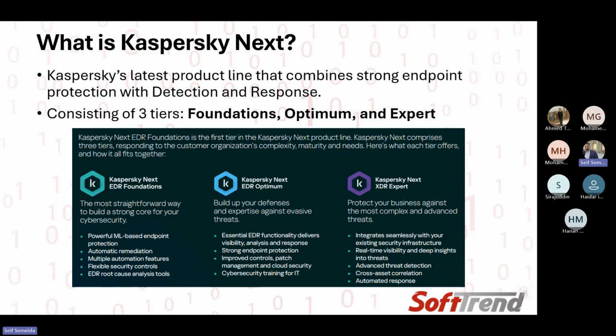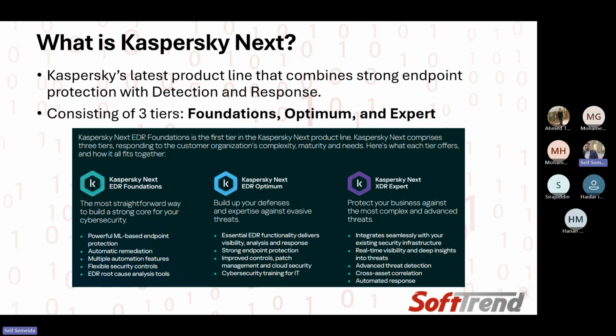So the EDR Foundations plan is basically the simplest of all plans. The main features it provides are powerful machine learning endpoint protection, automated remediation, and flexible security controls. As for the EDR features in the Foundations, it only provides root cause analysis tools. There's not really an automated response feature in it, but you can check the root cause analysis tools and find the main source, or the main entrance, that the malicious attacker used to get inside the network.